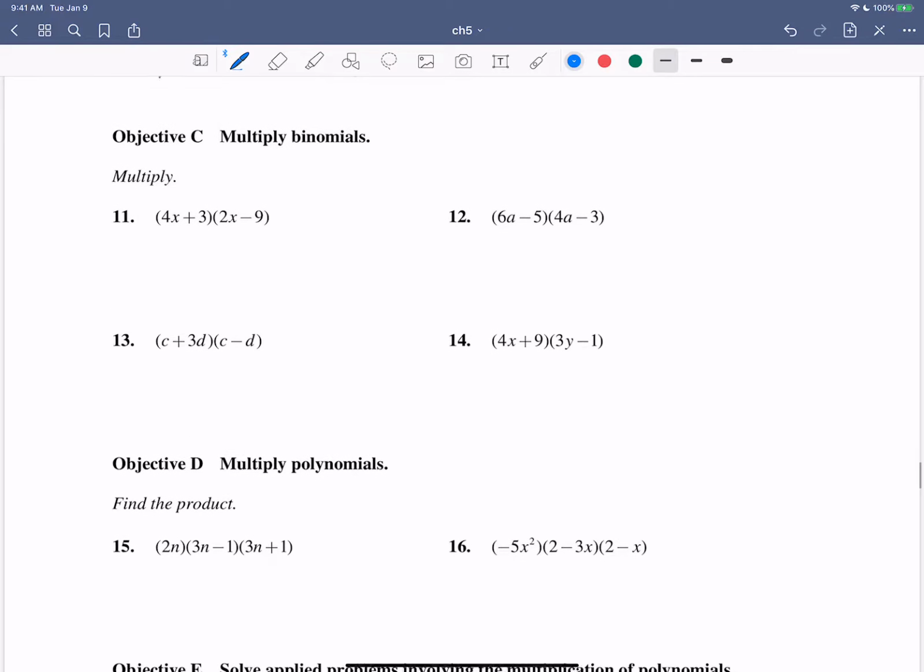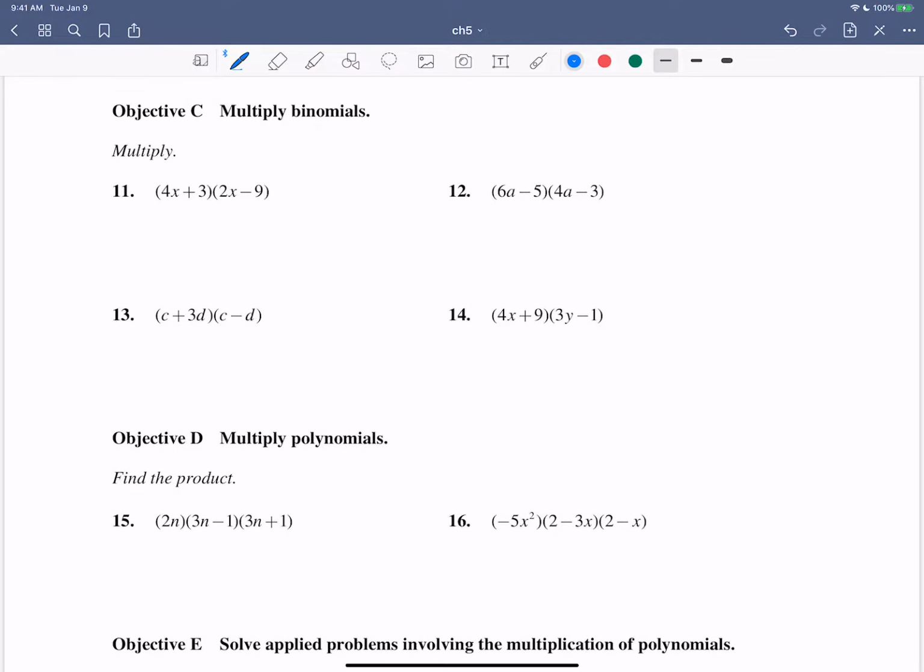Objective C, multiply binomial. When we multiply binomial, there are usually 2 ways to do it as well. You could apply distributive property or FOIL to multiply horizontally. You could also multiply vertically. So I'm going to show you both ways. For number 11, I'm going to do the horizontal way first.